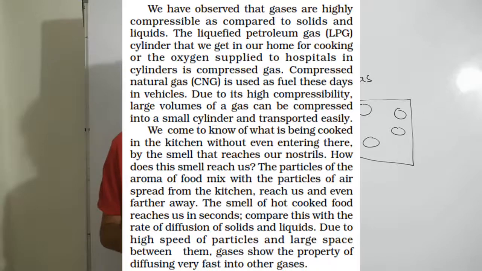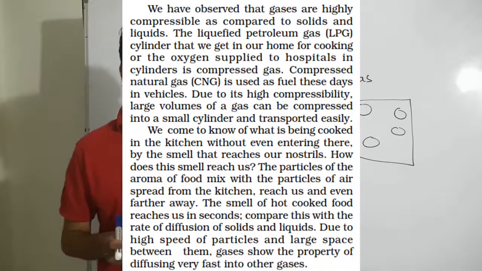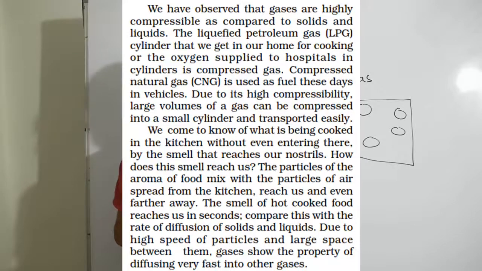We come to know of what is being cooked in the kitchen without even entering there by the smell that reaches our nostrils. How does this smell reach us? The particles of the aroma of food mixed with the particles of air spread from the kitchen reach us and even farther away. The smell of hot cooked food reaches us in seconds. Compare this with the rate of diffusion of solids and liquids.